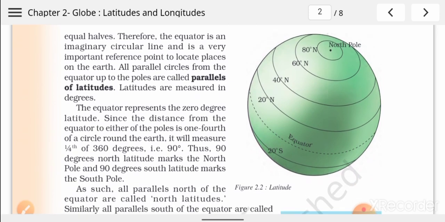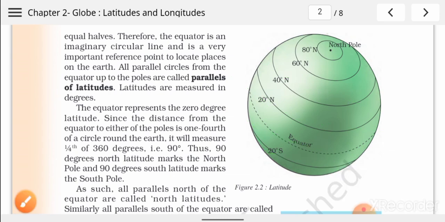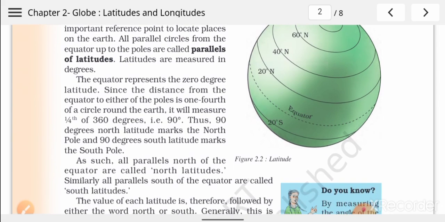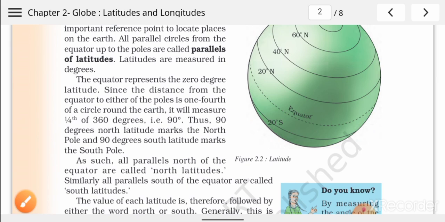Latitudes are measured in degrees. You can know latitudes like these lines. The equator represents the 0 degree latitude, and you can see it here. Since the distance from the equator to either of the poles is 1/4 of a circle round the earth, it will measure 1/4 of 360 degrees, that is 90 degrees. Thus 90 degree north latitude marks the north pole and 90 degree south latitude marks the south pole.